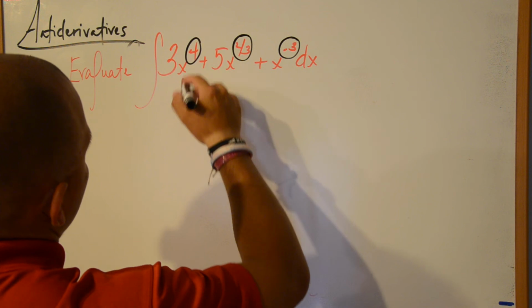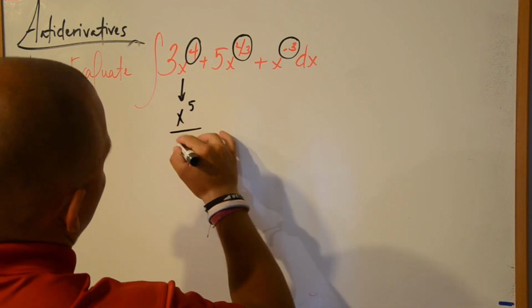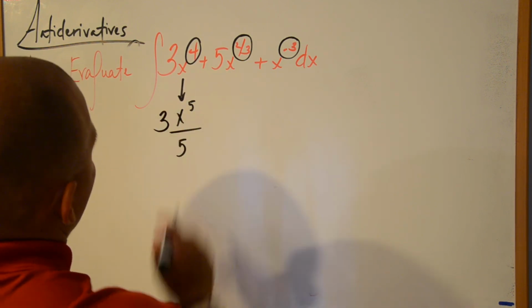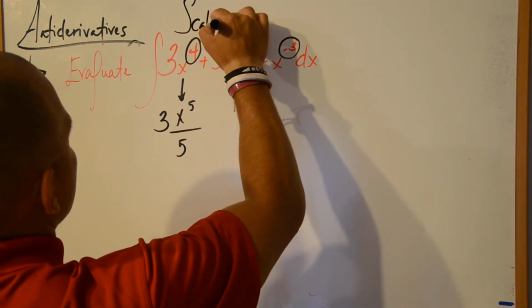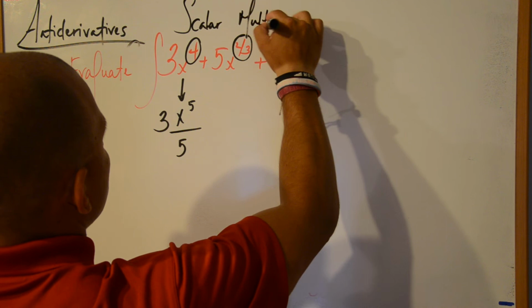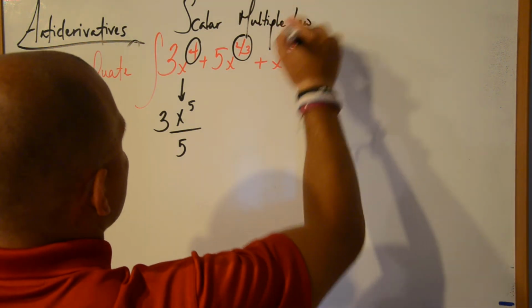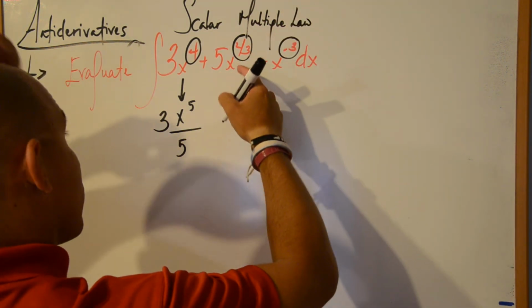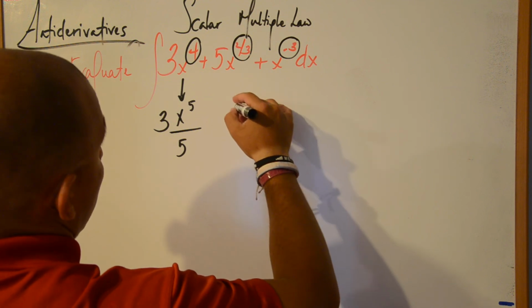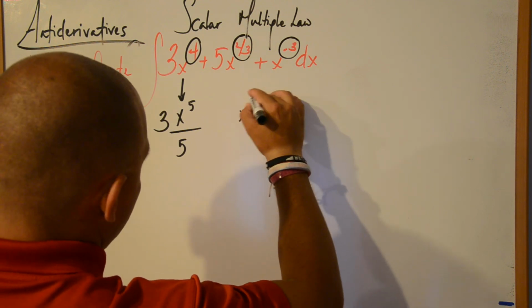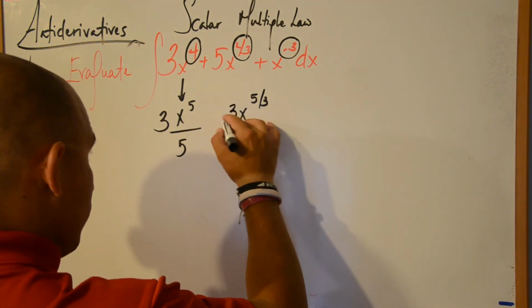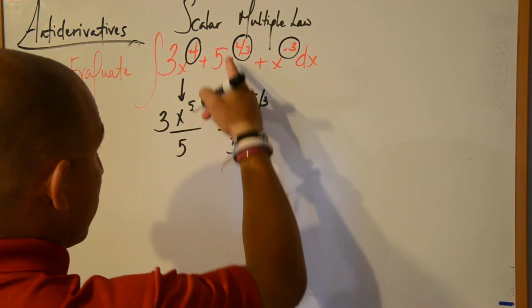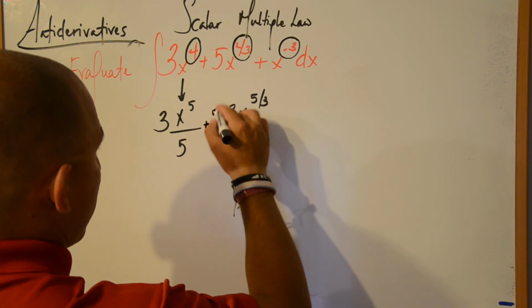So if I add 1 to 4, I get x to the 5th, but I must divide by that value, and the constant remains. Right? Because right now I'm applying this scalar multiple law we just wrote down. Same thing holds here. x to the plus 1, so we're going to have 5/3. But when we divide, it's the same thing as multiplying by the reciprocal. So it's really 3/5 times 5, but those will cancel.